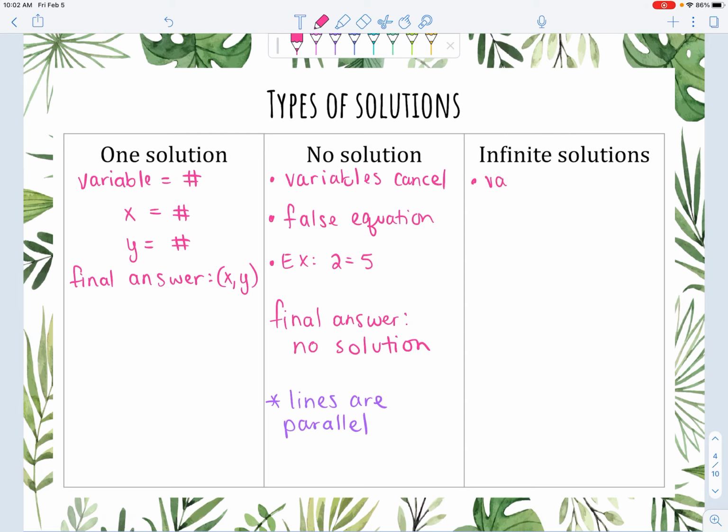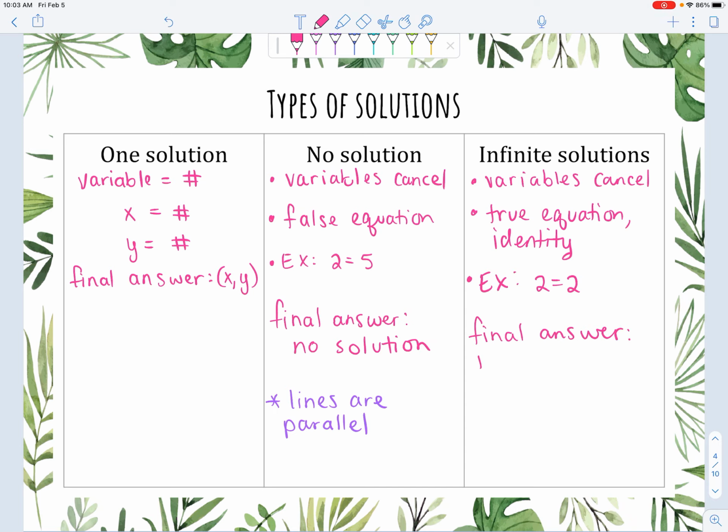Another thing that can happen is, again, your variables might cancel, but you're left with some sort of true equation. In other words, you're left with an identity. We call these identities. For example, 2 equals 2, or 5 equals 5, or 0 equals 0. That's an identity. When this happens, when all the variables cancel out, when you're trying to solve for the variable and you're left with an identity, your final answer is infinite solutions, or infinitely many solutions.